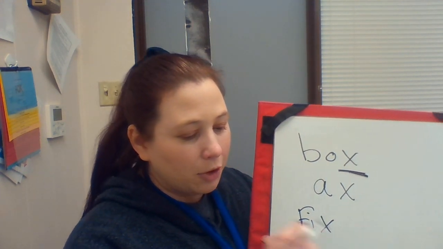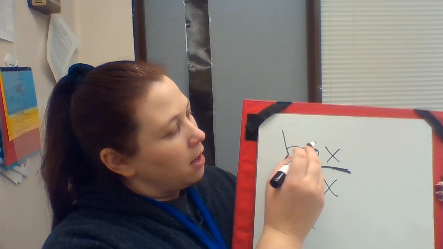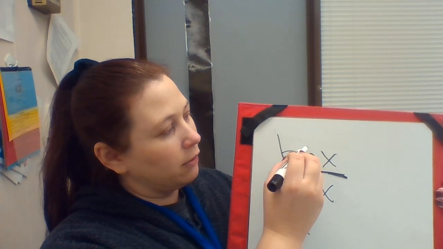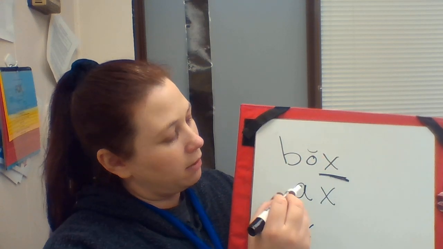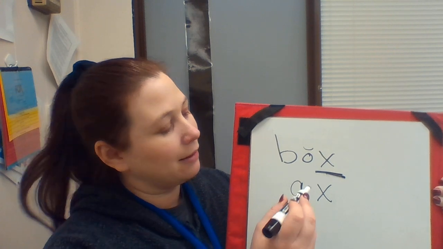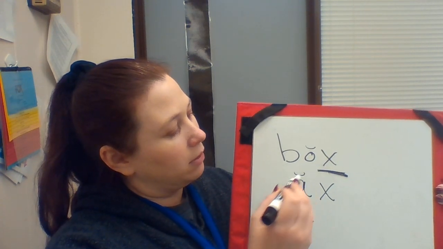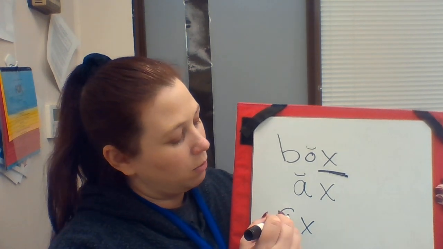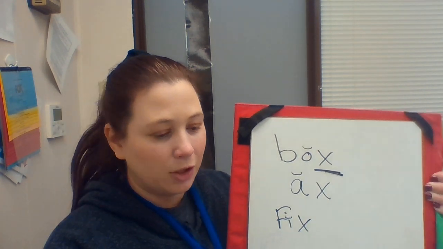All right. Now we're going to code these words. In our box, ba-ox, our O is a short sign, so we're going to put a breve across that. In axe, it's also a breve. And in fix, we're also going to use the breve. Good job.